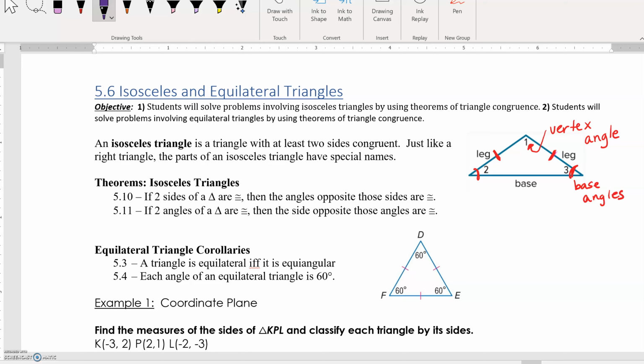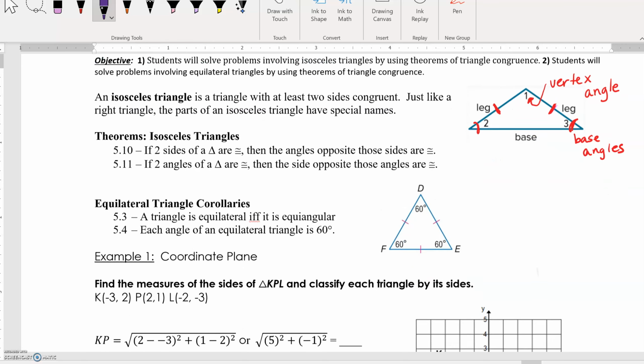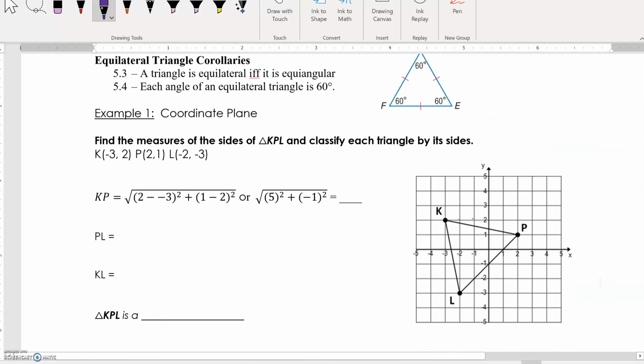Equilateral triangles are also equiangular. So if we have three congruent sides, we have three congruent angles. And because by the triangle sum theorem, we know that the interior angles of a triangle add up to 180, you take 180 divided by 3, and you know this next corollary, that each angle is 60 degrees.